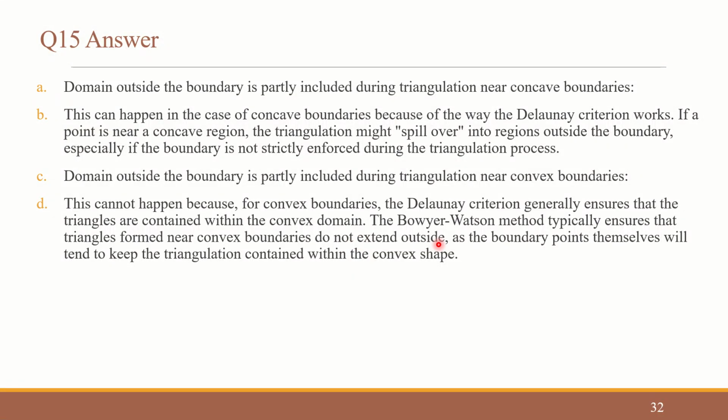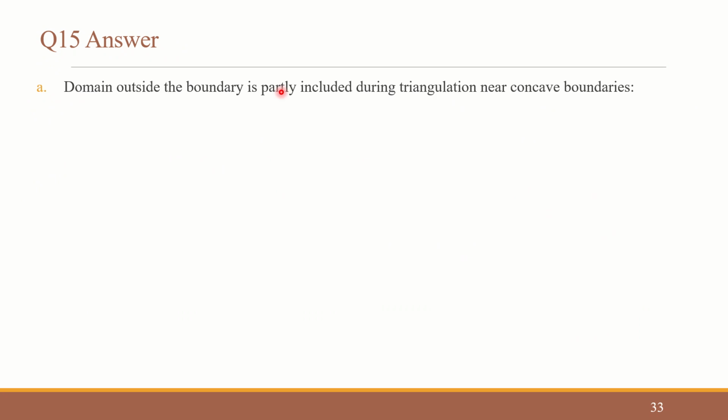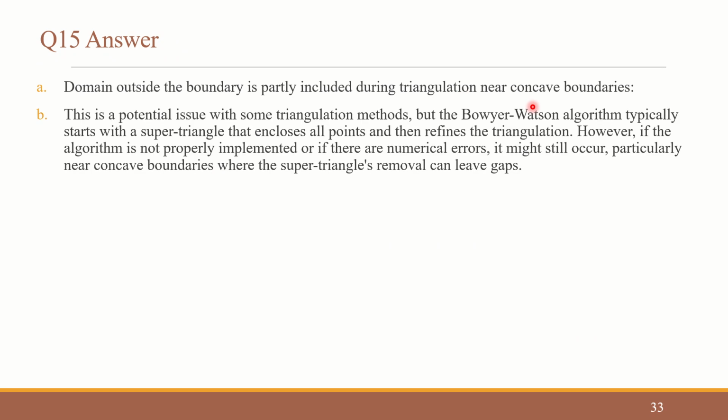The Bowyer-Watson method typically ensures that the triangles formed near convex boundaries do not extend outside, as the boundary points themselves will tend to keep the triangulation contained within the convex shape. So Bowyer-Watson method ensures that the domain outside the boundary is not included when we are going with the convex boundaries. Domain outside the boundary is partly included during triangulation near concave boundaries.